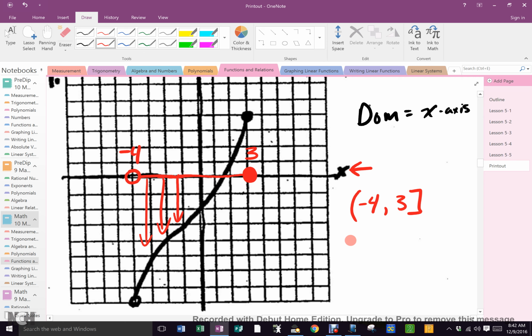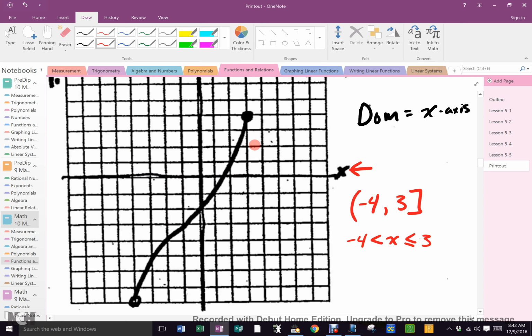I could also write it as this, -4 less than x, because -4 has to be less than all my x's, but all my x's have to be less than or equal to 3. Does everybody see how that works? Yes? Okay.